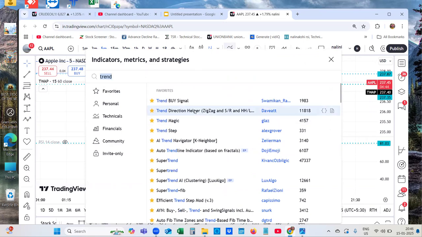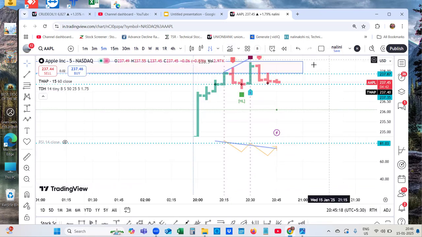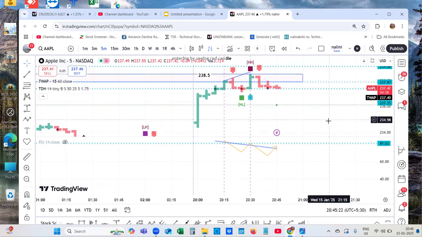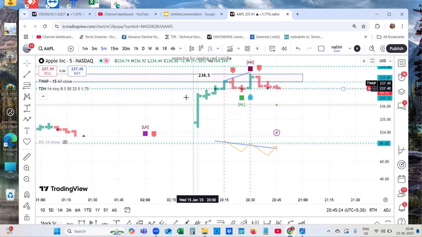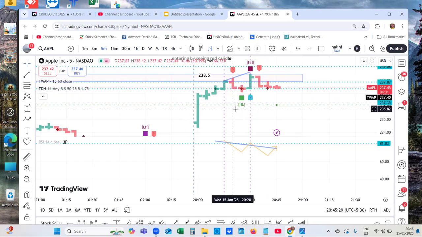direction helper. There is one indicator you can apply over here. This indicator will mark the higher lows and higher high. It has formed a higher high and a higher low. Still there is no lower low or lower high formation. But it takes time. This indicator for plotting, it takes time.